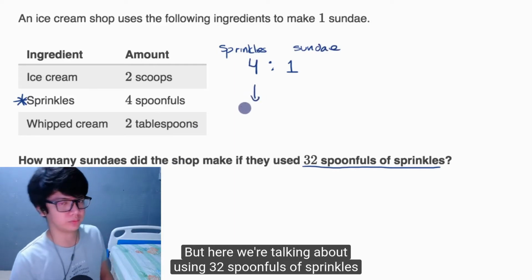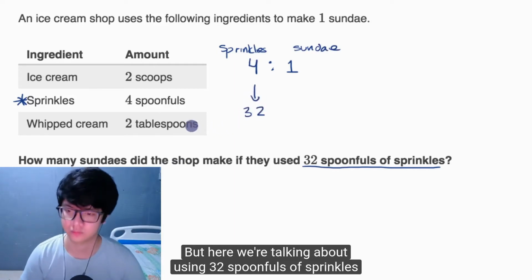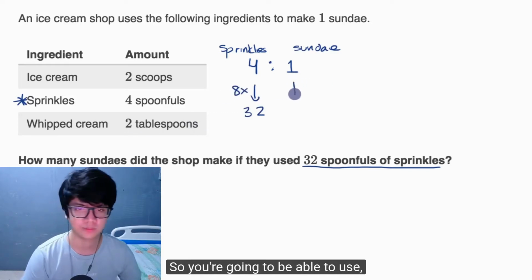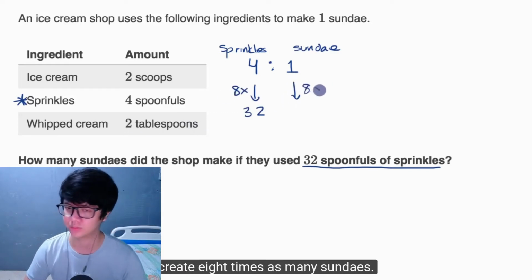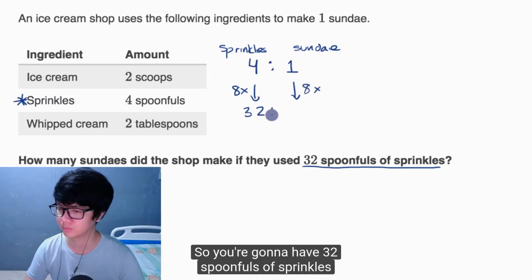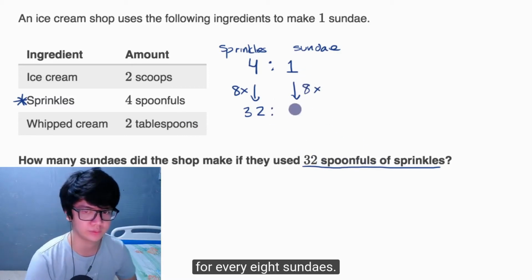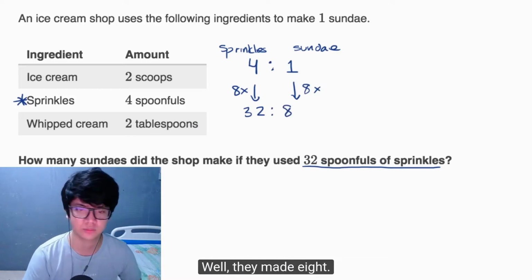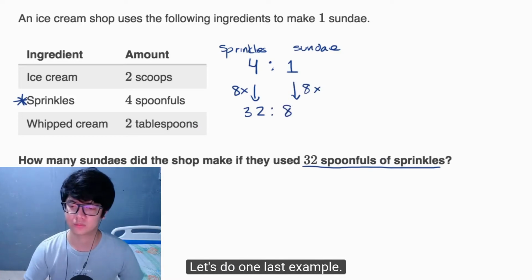But here we're talking about using 32 spoonfuls of sprinkles. So that is 8 times as many. So you're going to be able to create 8 times as many sundaes. So you're going to have 32 spoonfuls of sprinkles for every 8 sundaes. So how many sundaes did the shop make? Well, they made 8. Let's do one last example.